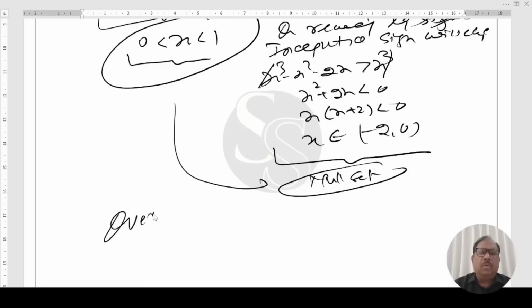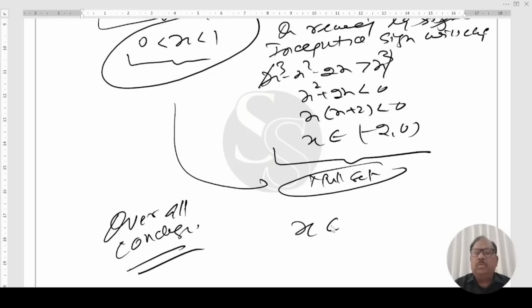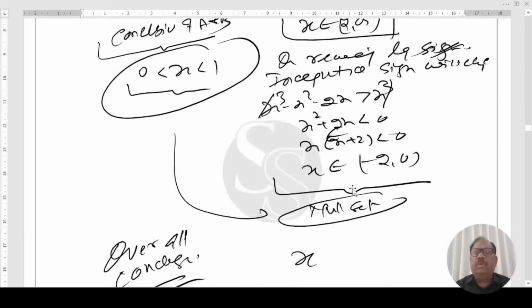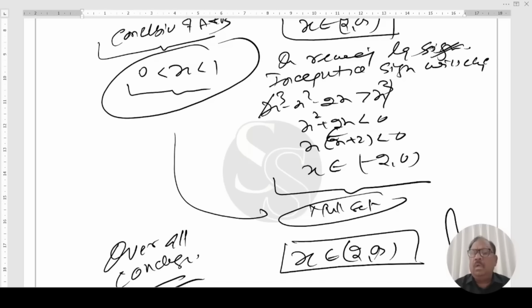Overall conclusion will be x belongs to (2, infinity). This is the answer. All the cases have been discussed. Base may be greater than 1, base may be in between, and f(x) should be greater than 0. And finally concluding the answer. Right?